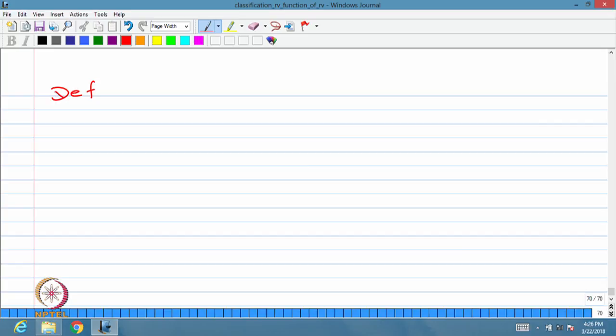Now we are going to define the matrix related to the correlation coefficient.